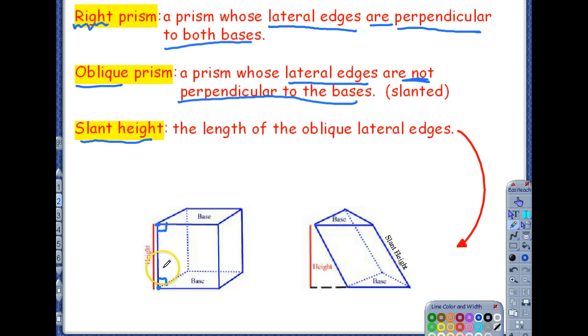We have right, which means that basically it's got straight sides, like most of what you're going to see. But we'll have right, and then we'll have oblique, when you see that it looks like it started to be slanted instead of straight up and down.